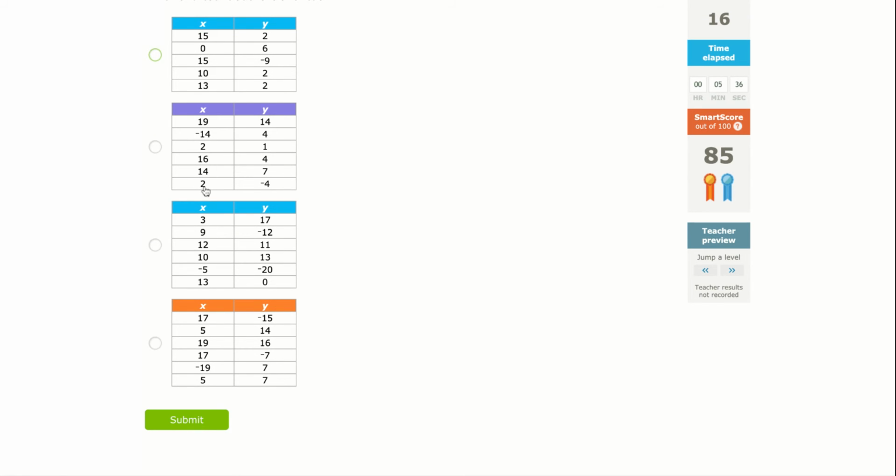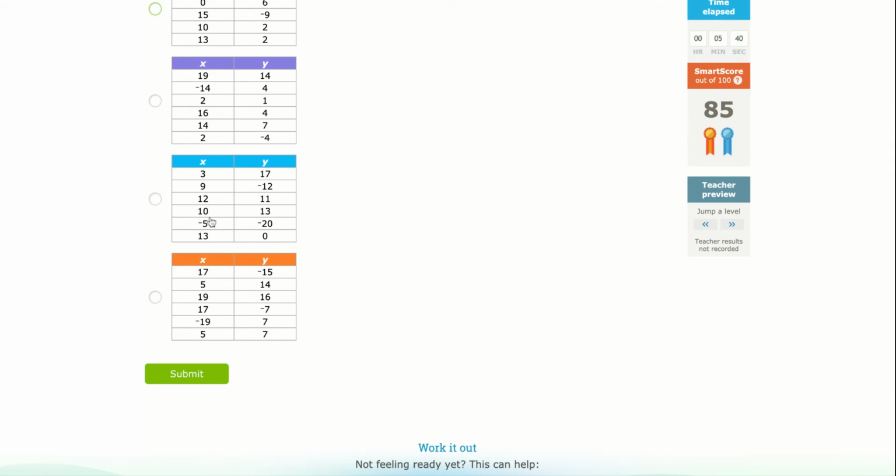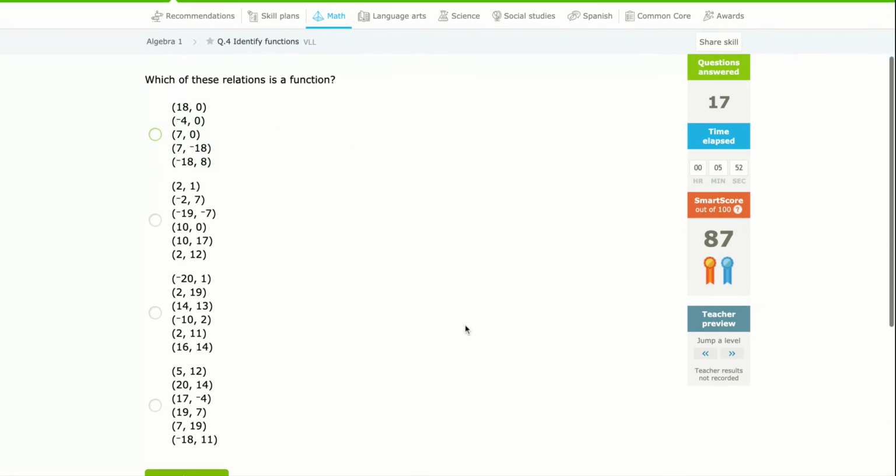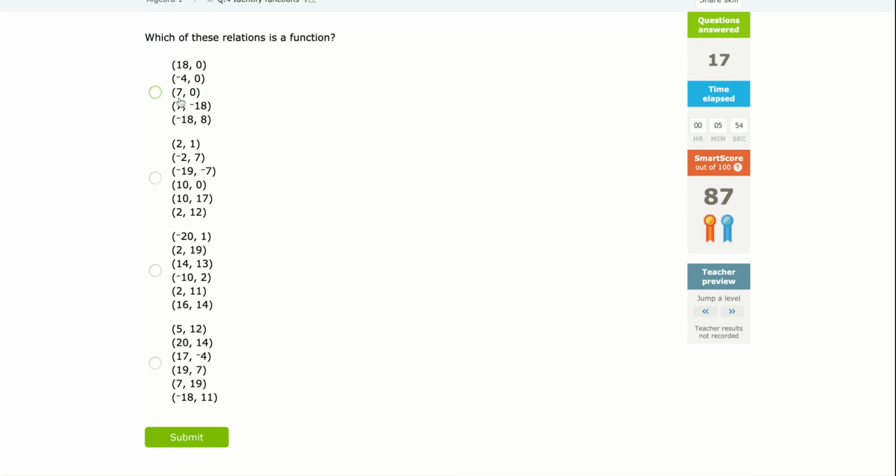Oh no, I see a repetition of 2. 2 goes to 1, 2 goes to negative 4, not a function. I don't see any repetition in x. But I see a repetition in x in this one. 17 goes to negative 15, 17 goes to a different number. Again, looking down I see repetition in x, it's not a function. I see repetition in x, it's not a function.